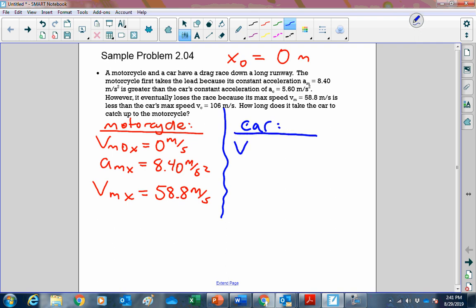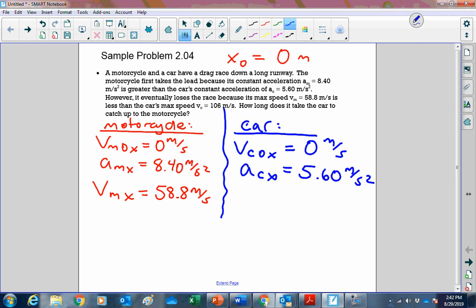again, we assume it starts from rest. That's how a drag race works. It has less acceleration capability, so it cannot gain speed as quickly. I don't know if it's going to get up to its maximum speed, so I'm hesitating to write that number, 106 meters per second.